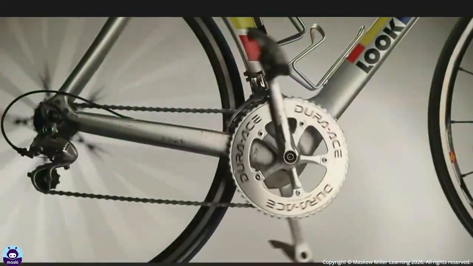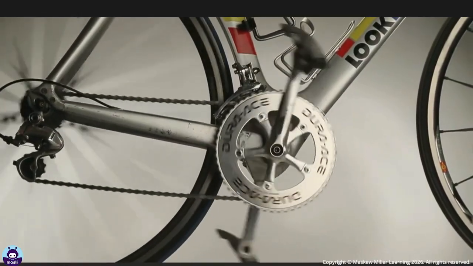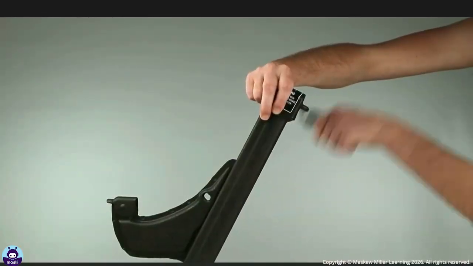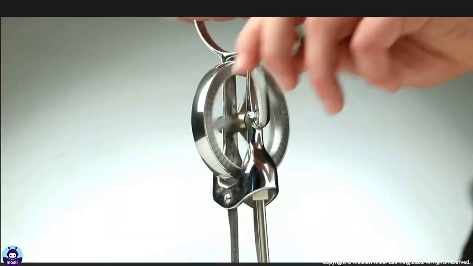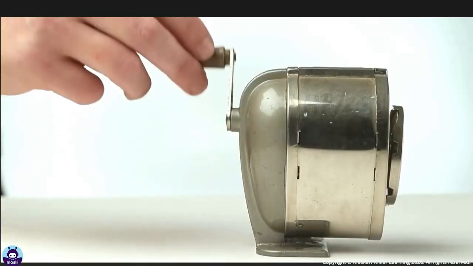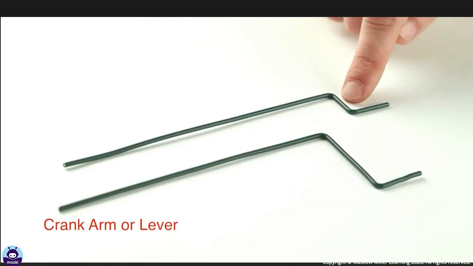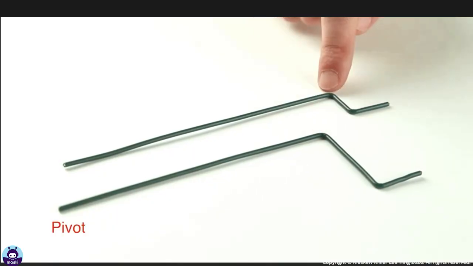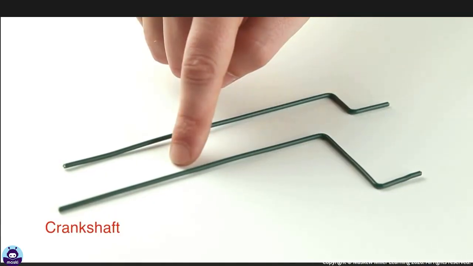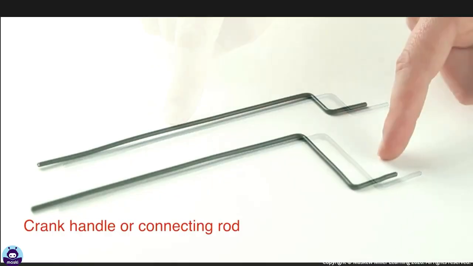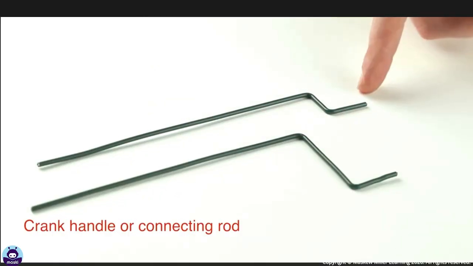These examples show how a crank is used in different everyday objects. A crank is an adaptation of a Class 2 lever. The lever part is the crank arm. The pivot or turning point is connected to the crankshaft, and the effort needed to move the lever is at this end called the crank handle or connecting rod.